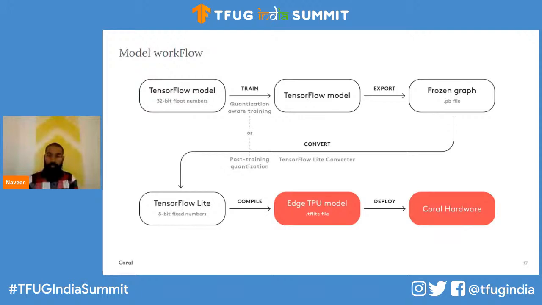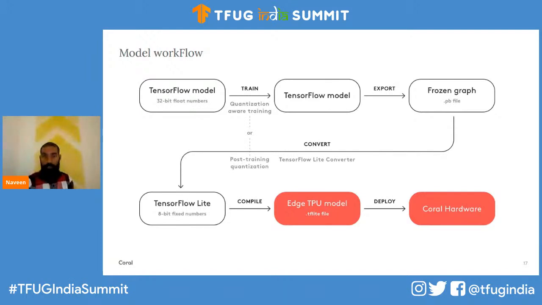So when you're thinking about developing your own model, this is how the workflow looks. First, you would develop a model in TensorFlow and train it, and then use either quantization-aware training or post-training quantization, and then you export your model into a frozen graph. Every model has to be full integer quantized in order to be supported by Edge TPUs. For this you have two different paths.